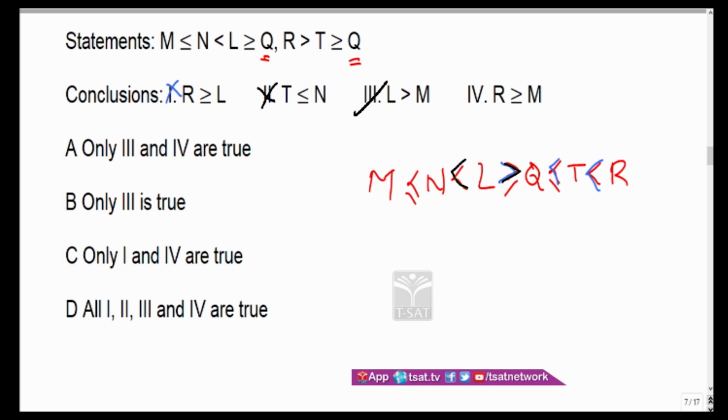Now let's see the fourth conclusion, that is R is greater than or equal to M. So check the two symbols, one is R, other one is M. In between R and M, R is greater than or equal to M means towards R all should be greater. Here also greater, here also it should be greater, and then all should be equal only.